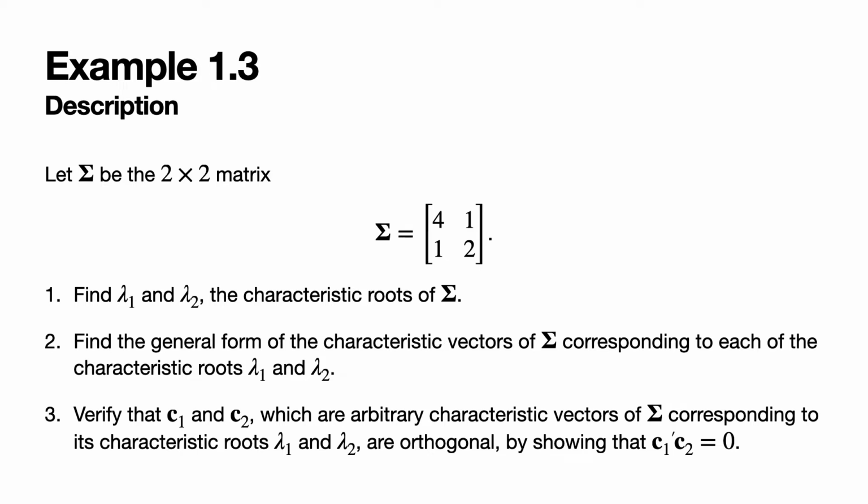And so to answer that question, we'll need to find lambda 1 and lambda 2, the characteristic roots of cap sigma. Once we've done that, we'll find the general form of the characteristic vectors of cap sigma corresponding to each of the characteristic roots lambda 1 and lambda 2. We'll then verify that C1 and C2, which are arbitrary characteristic vectors of cap sigma corresponding to its characteristic roots lambda 1 and lambda 2 respectively, are orthogonal, and we'll do this by showing that their inner product, C1 prime times C2, is equal to 0.